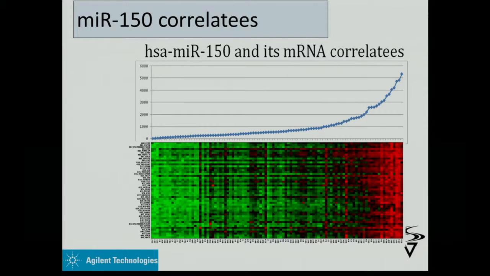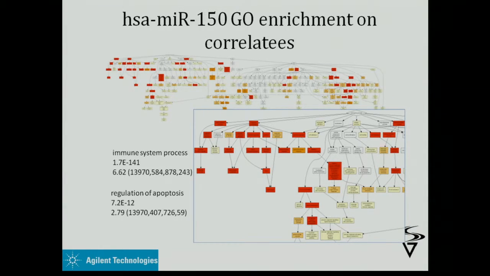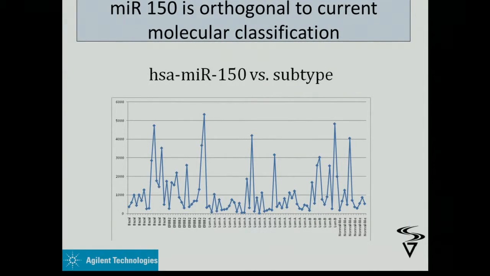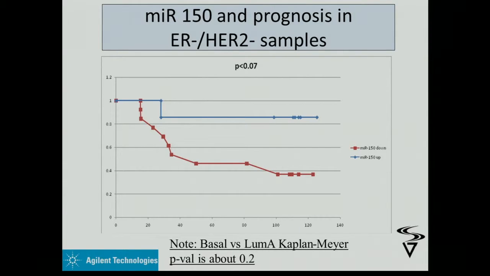Another example is miR150. Again, I look at the correlatives, and I find immune response processes to be enriched in the genes correlated to miR150. miR150 is orthogonal to the standard molecular classification of breast cancer that was mentioned here this morning. So it is not necessarily highly expressed in luminal A versus basal or anything of that sort. It's completely orthogonal to that, and it is associated to prognosis in triple negative or basal samples.